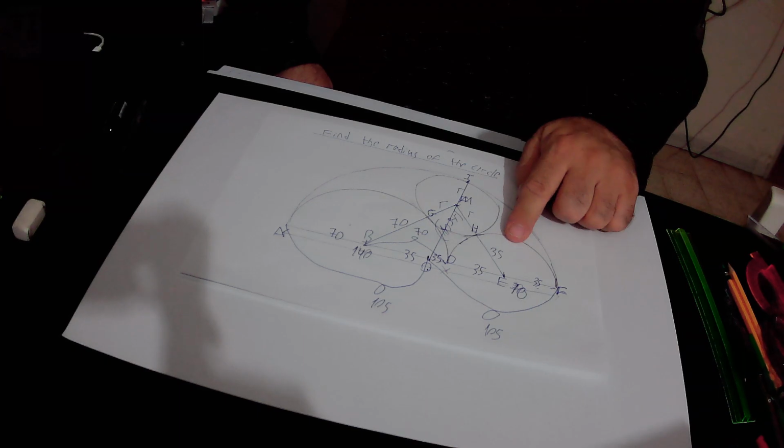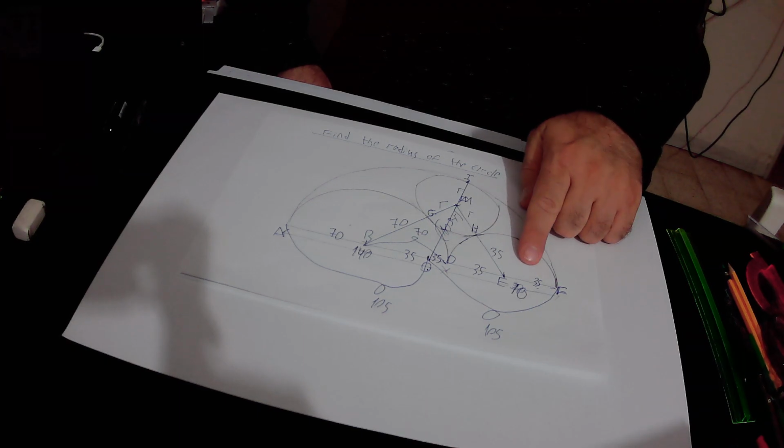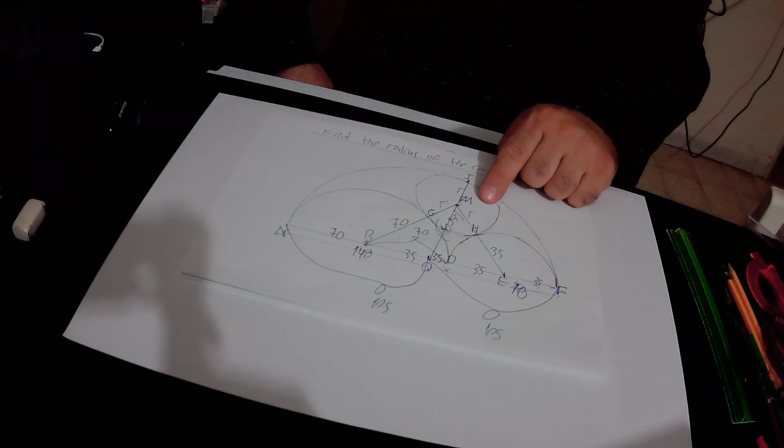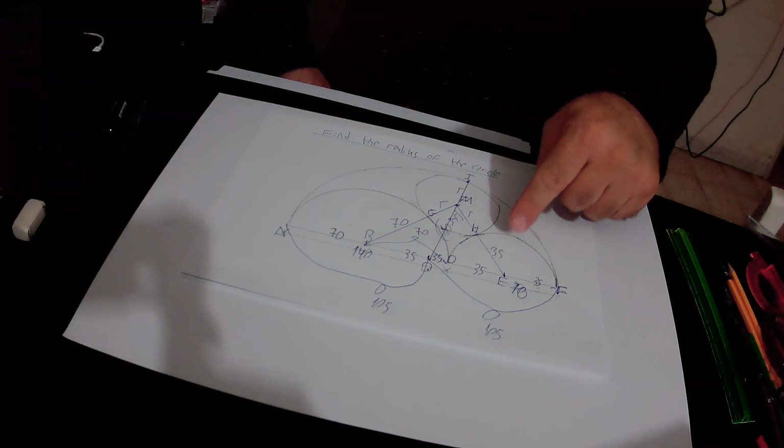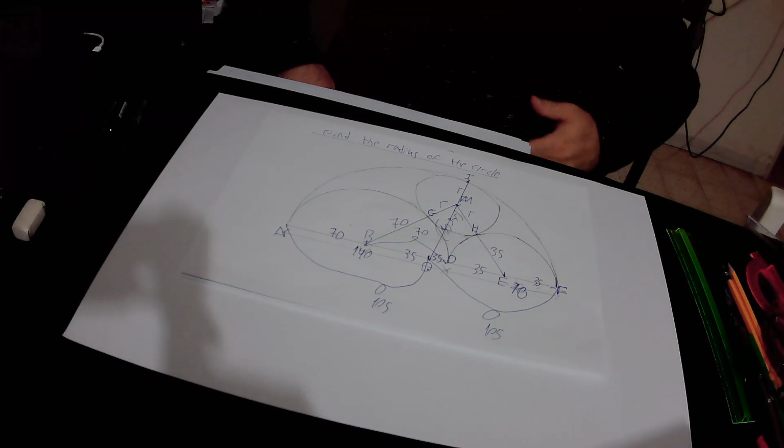EH equals 35 units, that is actually the radius of this semicircle. HM equals small r, it is the radius of the circle. That is to say, the distance between their centers, EM, equals 35 plus r. Okay?